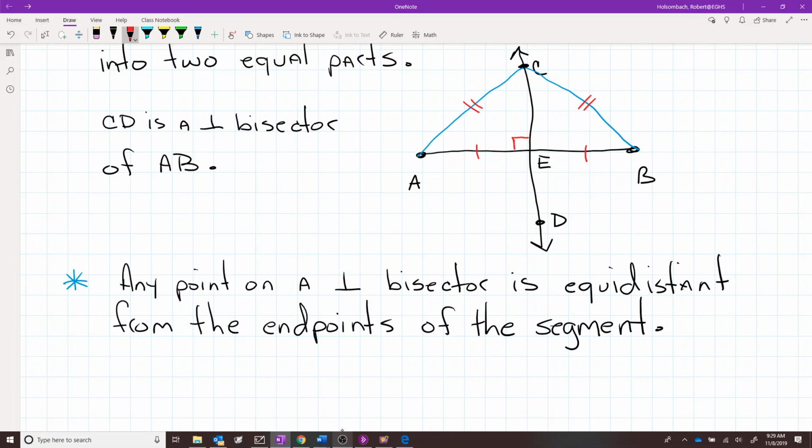The same would be true for point D. Point D is on the perpendicular bisector, so D would be the same distance from B as it is from A. These pieces would be congruent. AD would be congruent to DB. Those are the rules that you need to understand about a perpendicular bisector.